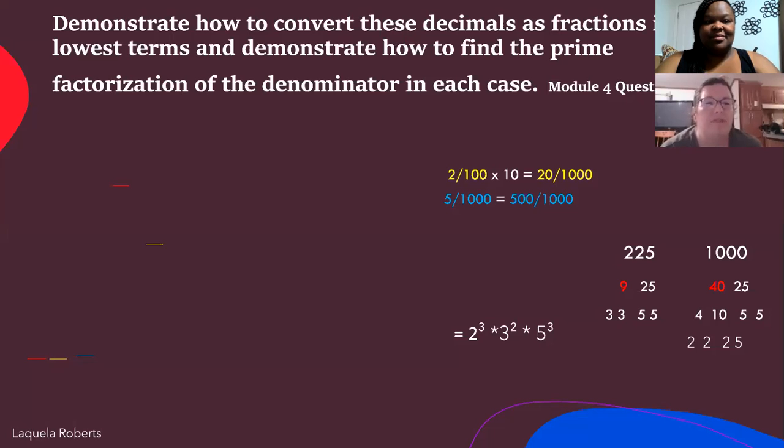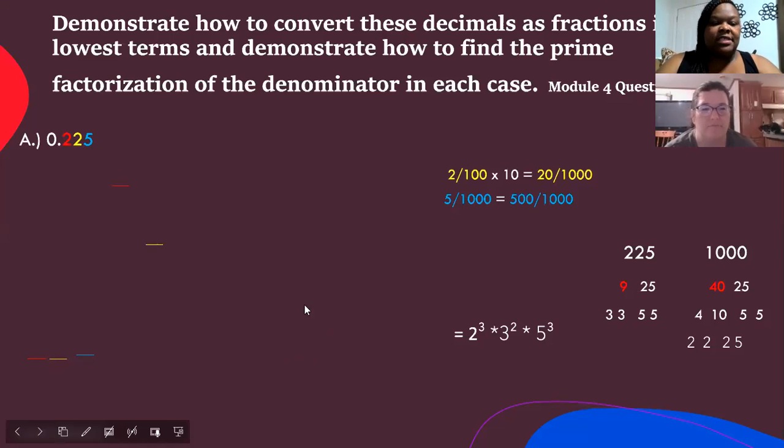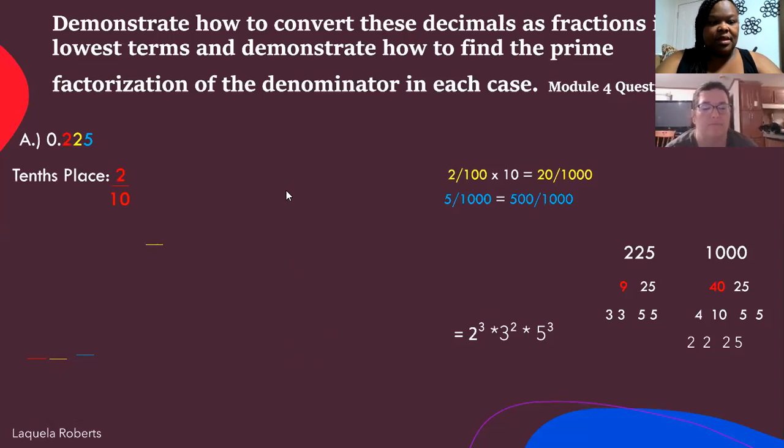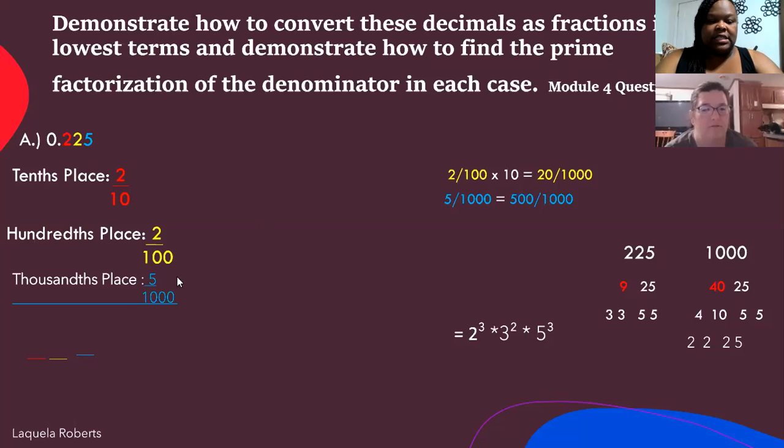Okay, Miss Dominique, demonstrate how to convert these decimals to fractions in lowest terms and demonstrate how to find the prime factorization of the denominator in each case. All right, so A, we have 0.225. Our tenths place is 2 over 10, which is in red. Our hundredths place is 2 over 100, which is in yellow. And our thousandths place is 5 over 1,000. So then you do 2 over 10 plus 2 over 100 plus 5 over 1,000.